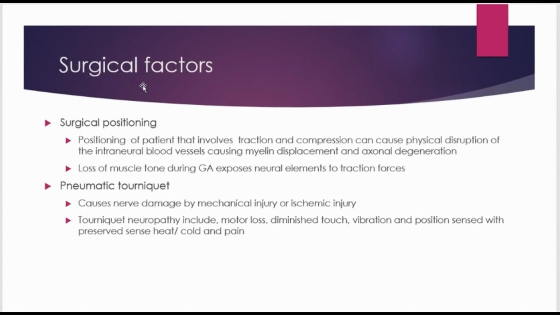Surgical factors. Surgical positioning of a patient that involves traction and compression can cause physical disruption of the intraneural blood vessel, thus causing myelin displacement and axonal degeneration. Loss of muscle tone during general anesthesia also exposes neural elements to traction forces, therefore increasing the risk of injury. Usage of a pneumatic tourniquet causes nerve damage by mechanical injury or ischemic injury. Tourniquet neuropathy includes motor loss, diminished touch, vibration, and position sense, with preserved heat, cold, and pain.